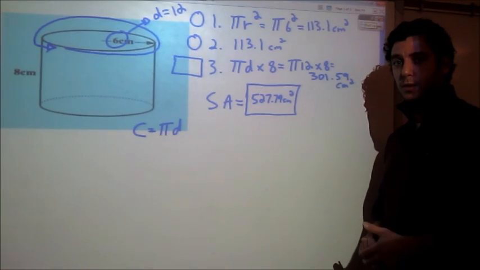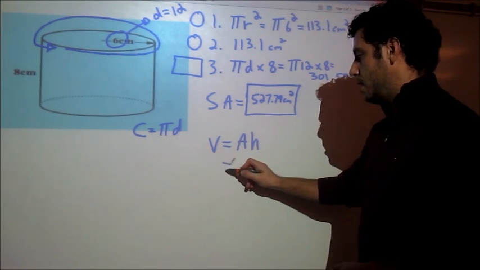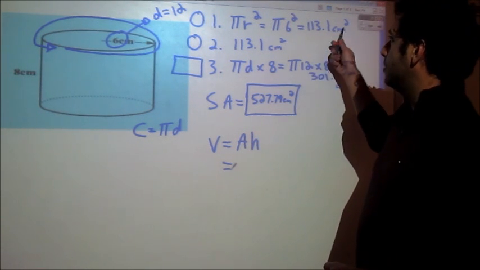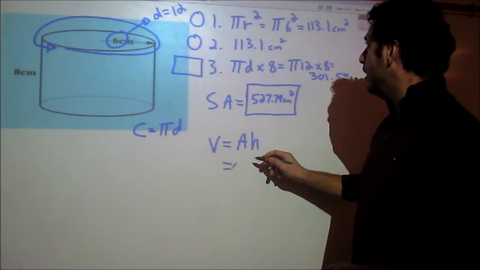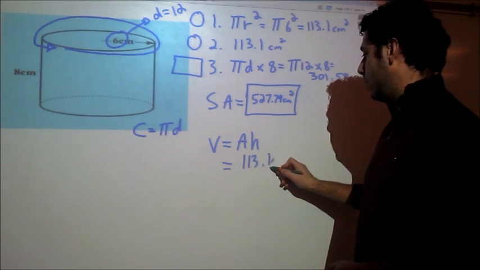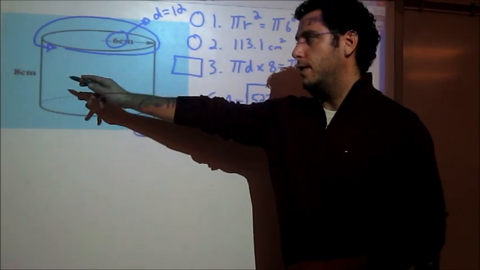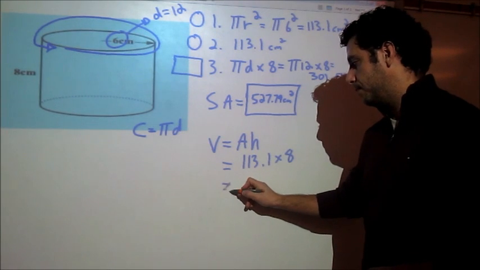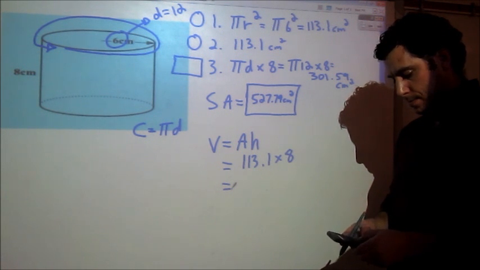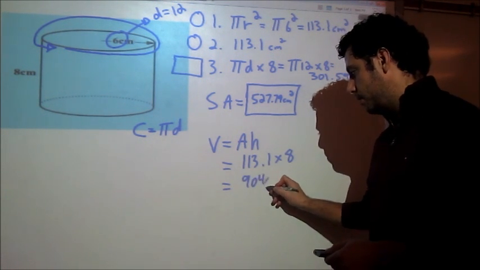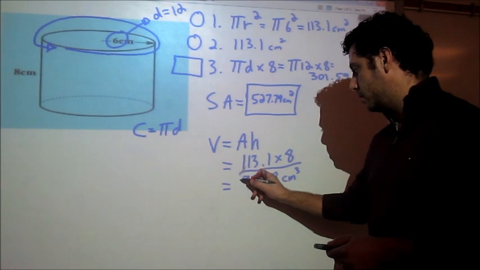And for this example, we'll do the same thing. The volume is equal to the area of the base times the height. And the area of the base has already been determined using the formula for area of a circle, pi r squared. And it's been determined to be 113.1 centimeters squared. That's the area of this cylinder's base. Then we just need to multiply that by its height, which is 8. And that is 904.8 cubic centimeters.